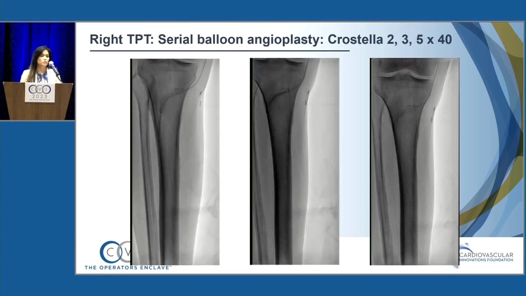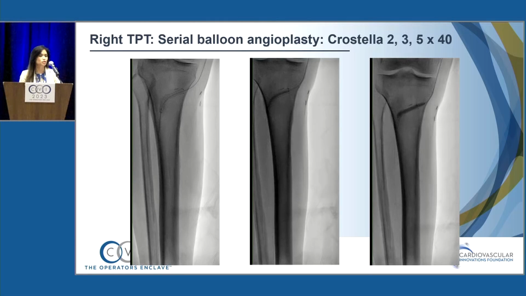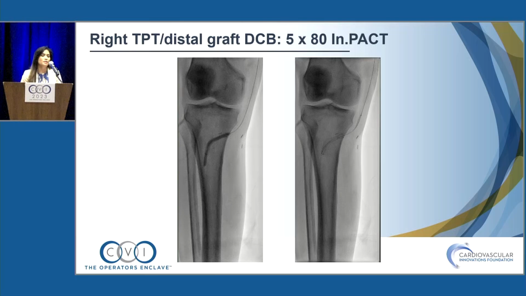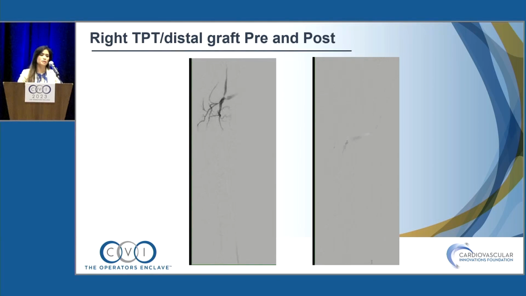So we switched out here for a 119 centimeter radial to peripheral destination sheath, and with a Navicross and Command 018, we performed serial balloon angioplasty with a Crossstella 2.35 by 40 balloons. And then we did a drug-coated balloon angioplasty with a 5 by 80 Impact balloon in this area as well. This is our pre and post imaging.